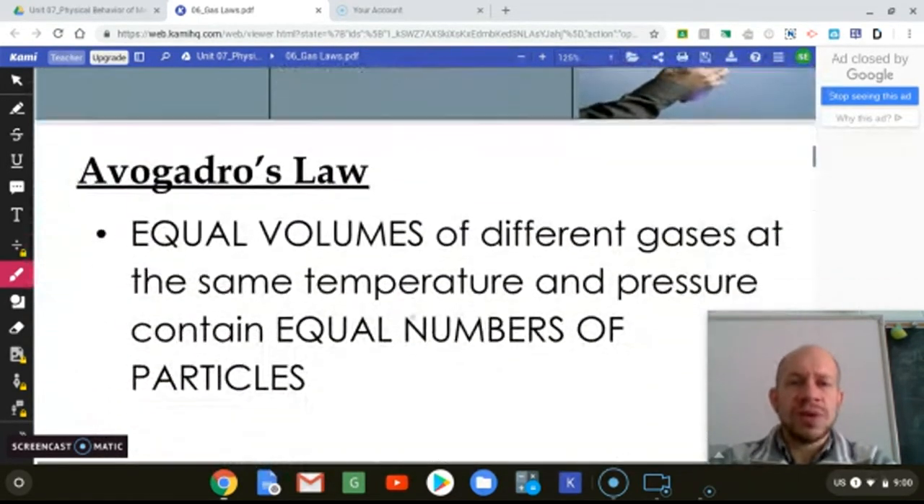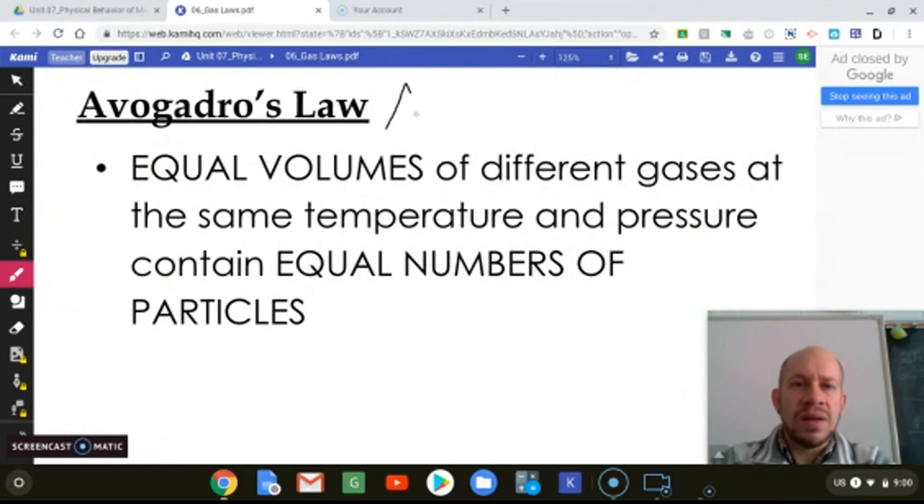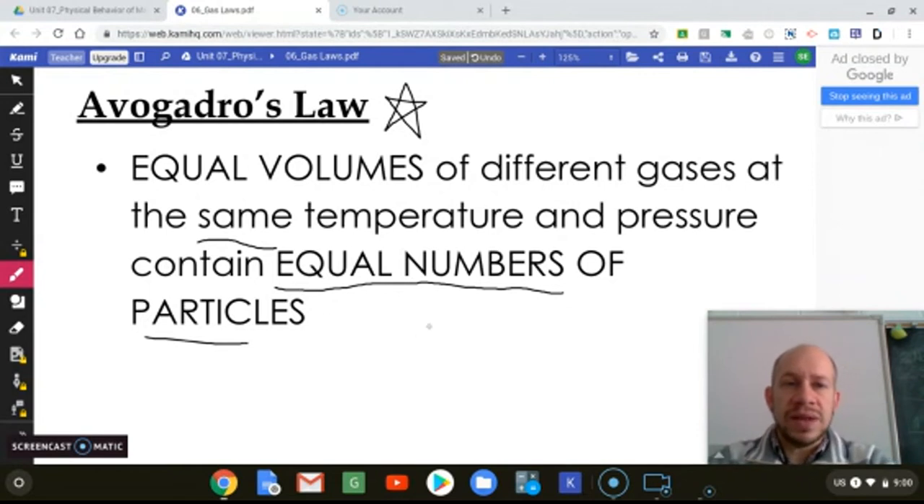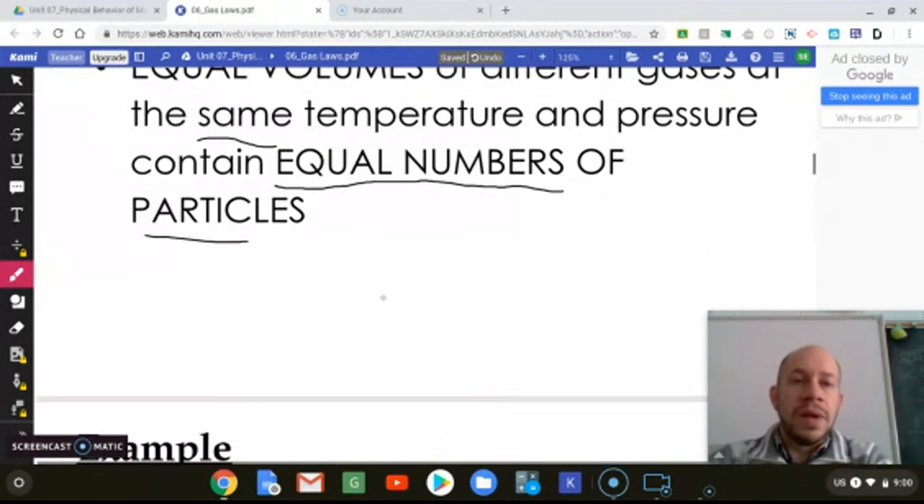So Avogadro's law states, so this is an important law. It's always difficult to understand. But this means if I have equal volumes of different gases at the same temperature and pressure, then I will have equal numbers of particles. So it sounds very confusing, but it's really simple. If I have the same volume of something at the same temperature and the same pressure, that means they have the same number of particles in them.